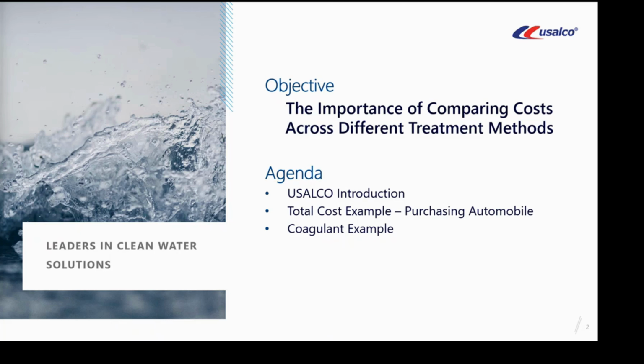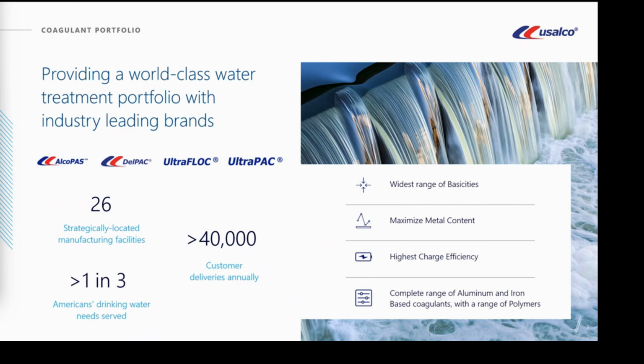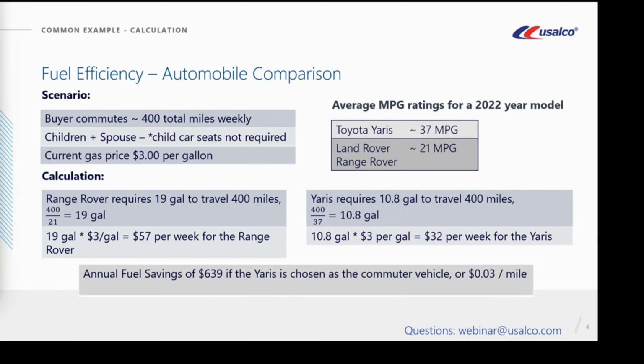As for the agenda today, we're going to introduce Usalco. We're going to cover a familiar total cost example that everyone who's purchased an automobile has at least considered, and then we're going to dive into coagulants. Actually, let's go ahead and talk about Usalco and some quick notes. Usalco operates 26 manufacturing plants between California and Maryland, down to Puerto Rico and back over to Texas. We supply the coagulants for over 1/3 of Americans and ship over 40,000 orders annually. So let's go ahead and dive into that automotive example now.